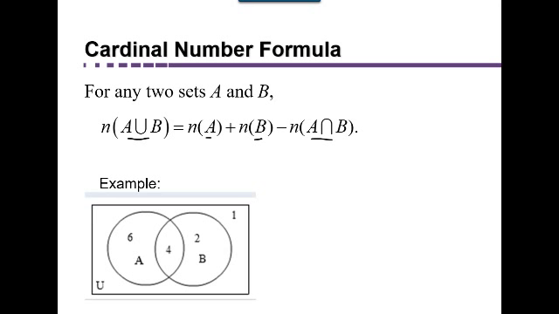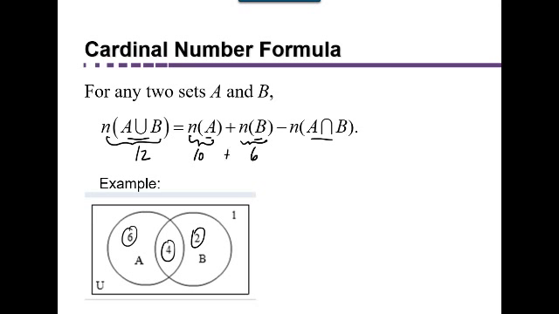And the way that it works is that if you take the number of elements in the union, for example here, A union B has 6 plus 4 plus 2 is 12 elements in it. We already found that before. The number in the set A, you might think is 6 looking at this, but actually remember A represents the circle. So 6 plus 4 is 10 elements in A. And then in B, 4 plus 2 is 6.